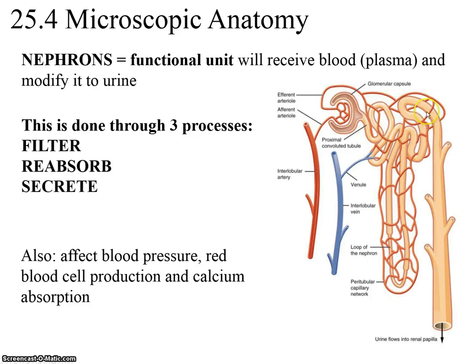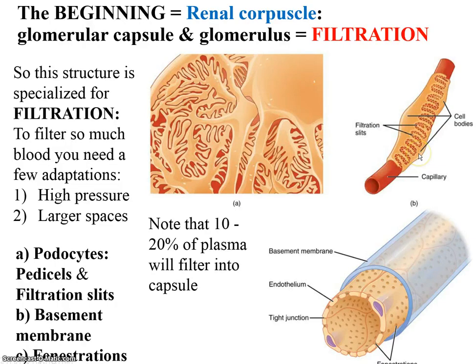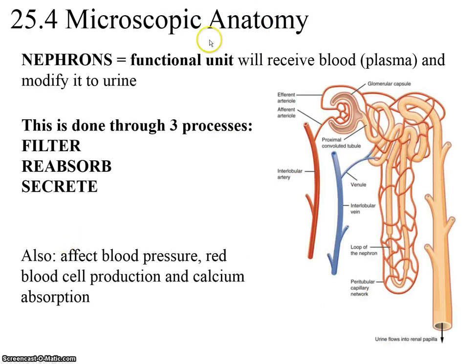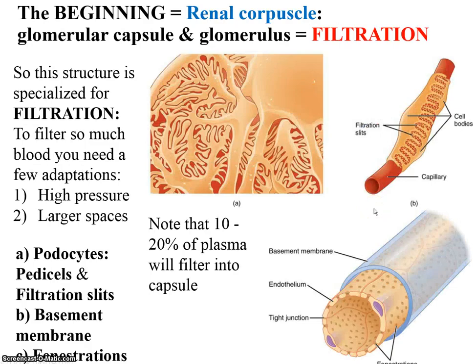And then the secretion is going to occur mostly in the proximal convoluted or the distal convoluted tubules, all right? And, you know, we also affect blood pressure, as we'll look at, red blood cell production through erythropoietin, and calcium absorption. So these are other functions, but these are the main functions, and they are done by the nephron itself.